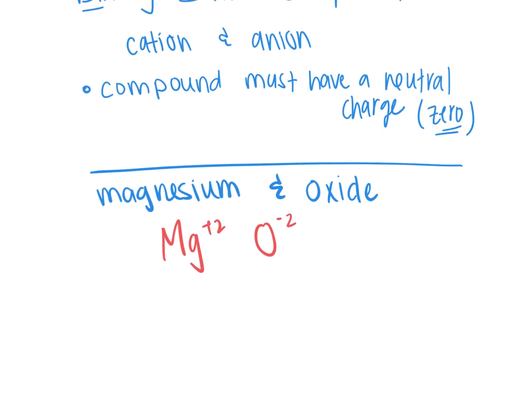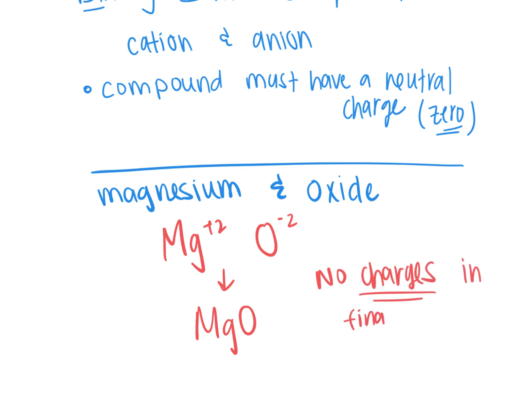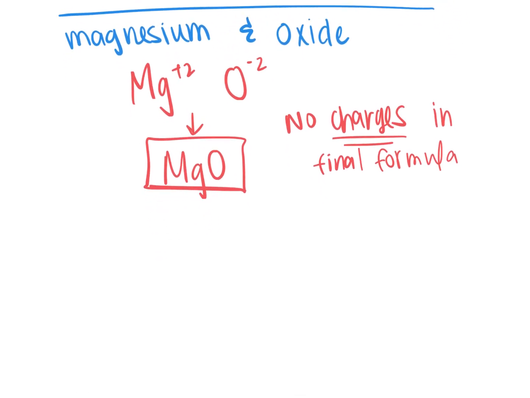Yes, they do. And so that means our final formula would be written MgO. That's it. There should be no charges written in our final formula. Some people will write it out with the charges and say, okay, there's my formula, which is wrong. It has to be written finally with no charges. So here is our correct formula. Does that seem simple enough?